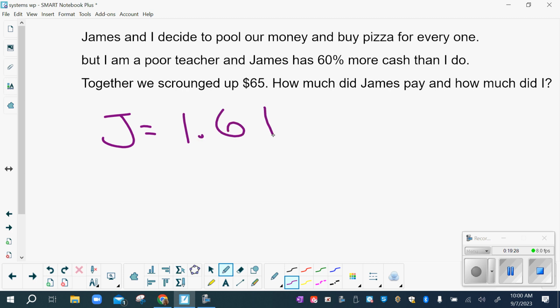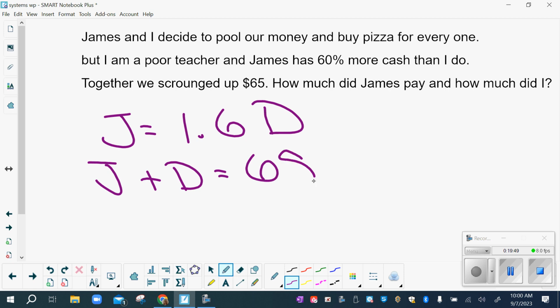D, yeah, that works. That's awesome. That would be a good way to start. Now, I need one more equation. And this next one is super easy. It seems like it's going to be tricky. Here's what I know. I know James is putting in some money. I don't know how much. I know I am putting in some money. And how much did we spend on the pizzas?